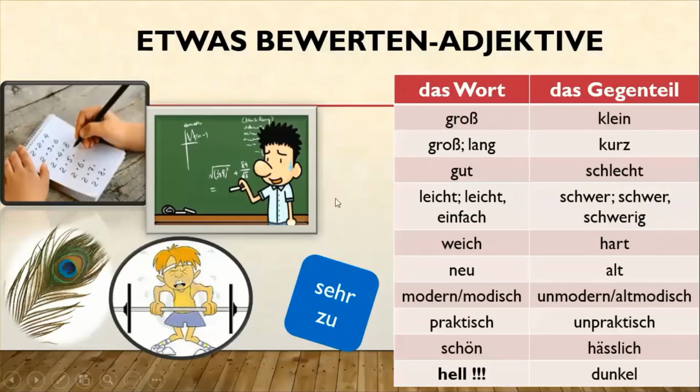We can use sehr to mean very and zu to mean too, T-O-O, before these adjectives to sort of intensify their meaning. So sehr groß would be very big, zu groß would be too big, etc.